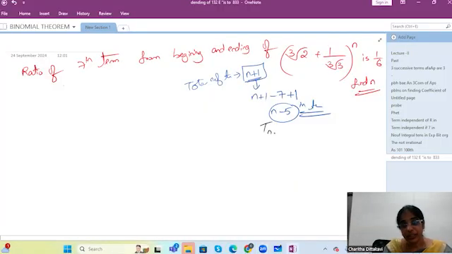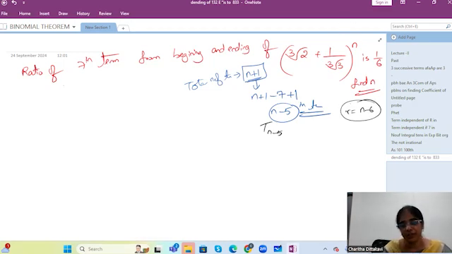So, T(n-5) will be my term from the ending. Now, obviously, this has to be written in terms of r. What is r equal to from here? It is n minus 6, one less than the term number.